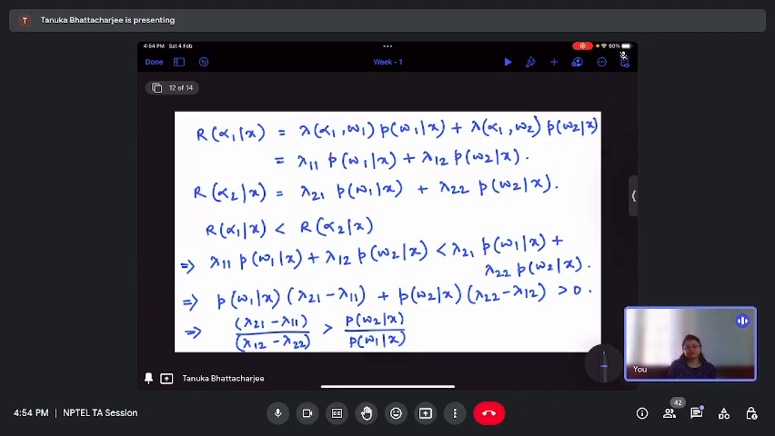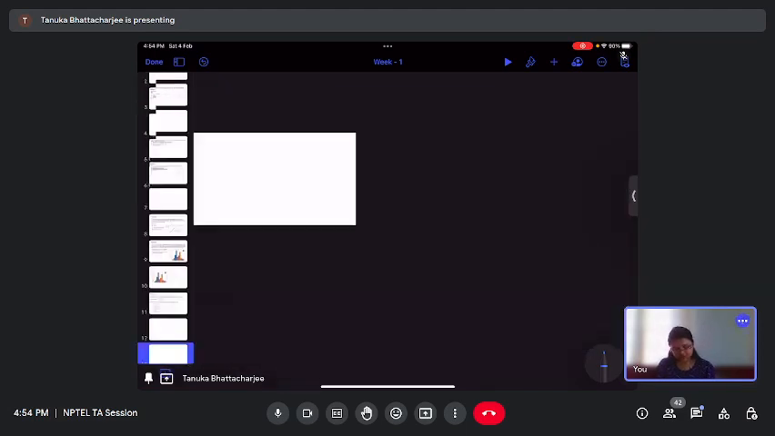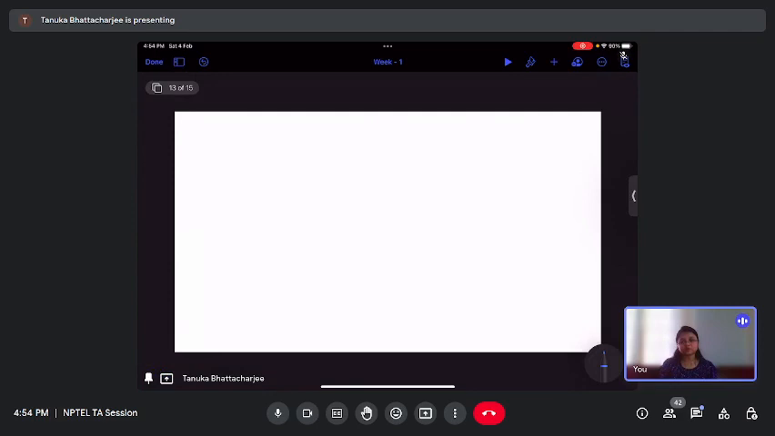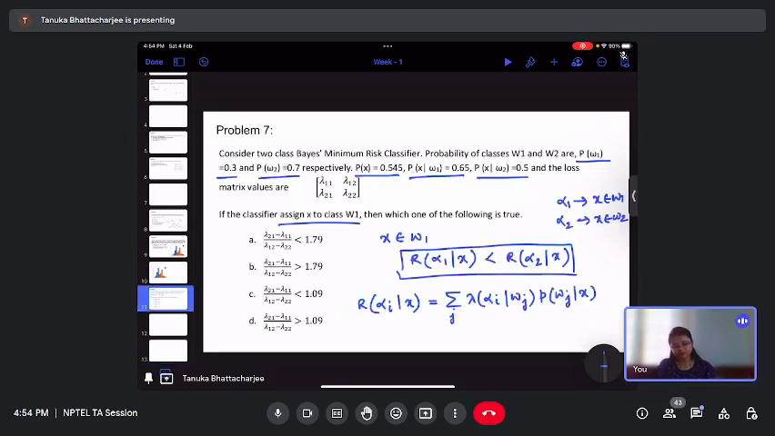So, the required ratio (lambda 2 1 minus lambda 1 1) by (lambda 1 2 minus lambda 2 2) should be greater than probability of omega 2 given x divided by probability of omega 1 given x. We do not know the value of probability omega 2 given x or probability omega 1 given x. So, again we will have to simplify this posterior probability as a product of class conditionals and the prior probability, because those informations are already with us here.